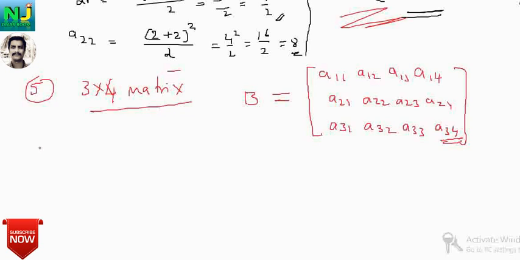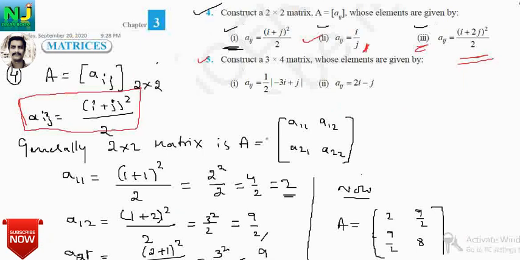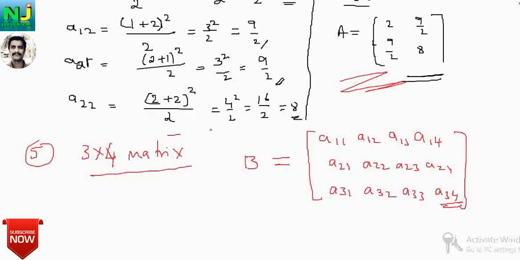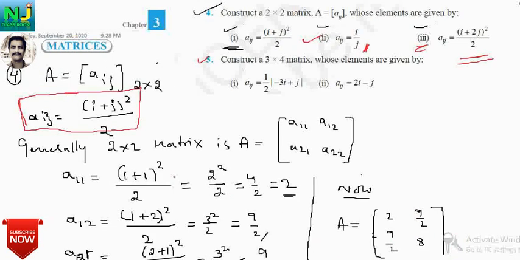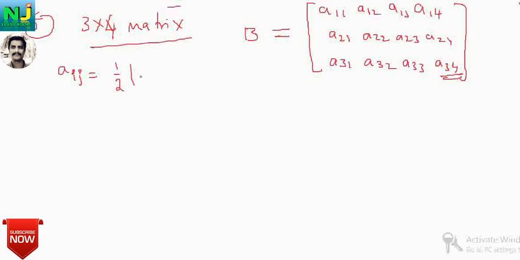So now what is the formula for finding the elements? Aij is equal to 1 by 2 modulus of minus 3i plus j. So now we go for A11. How many elements are there? 3 into 4 is how much? We have to calculate 12 elements.